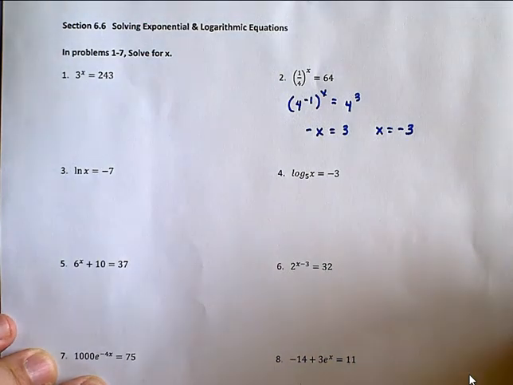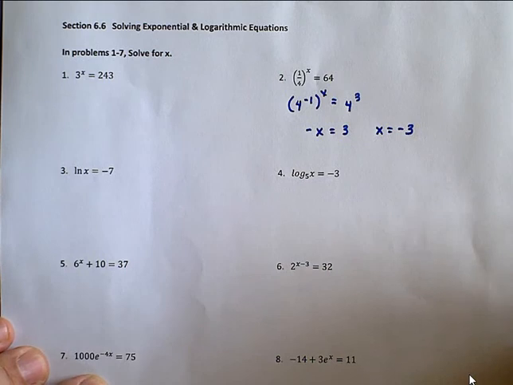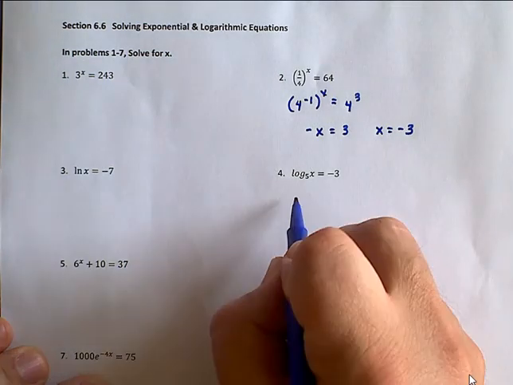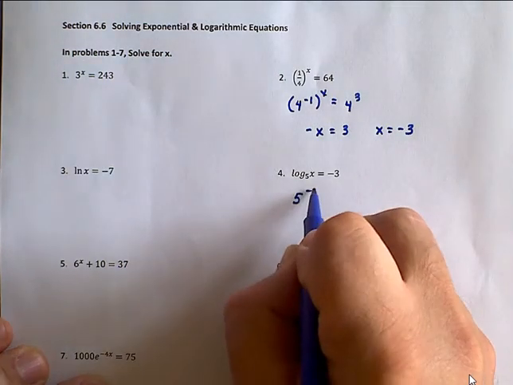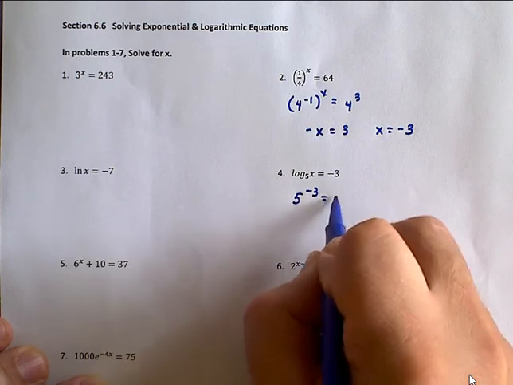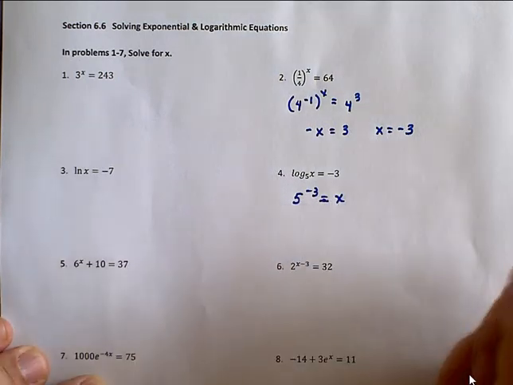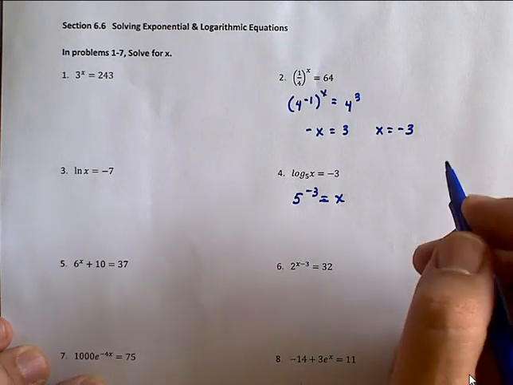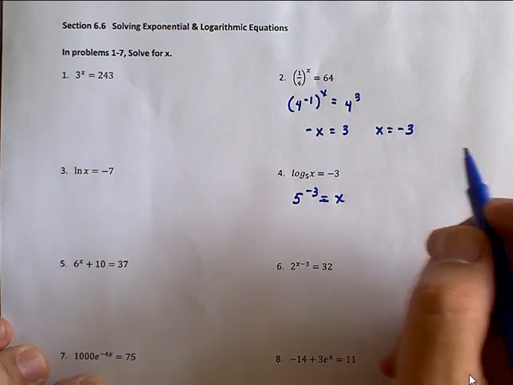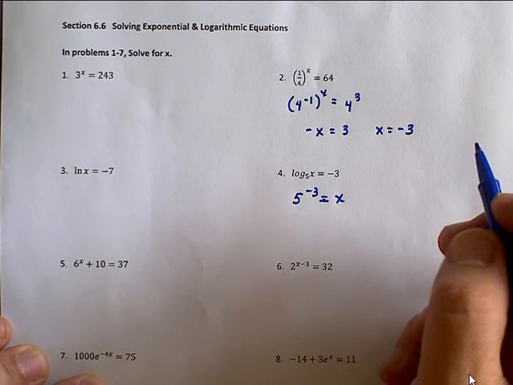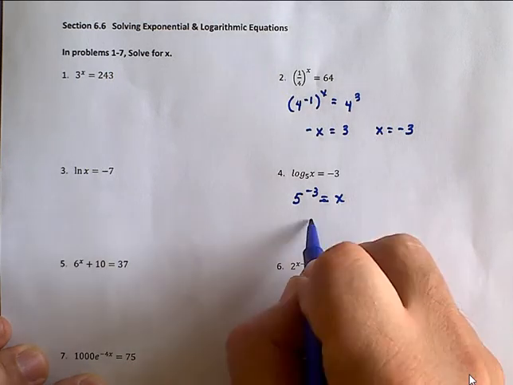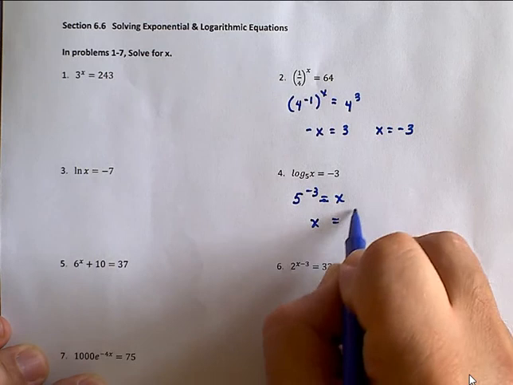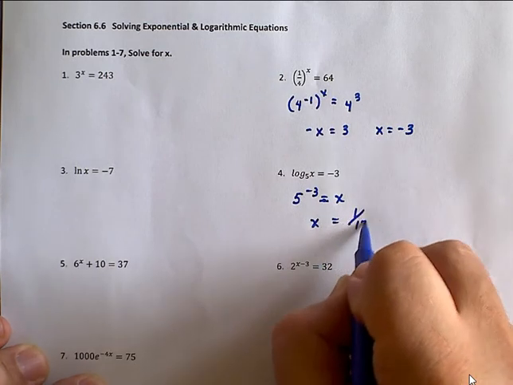Number 4 is a logarithmic problem, so we change it back to exponential. 5 to the negative 3rd power equals x. When you rewrite, the negative exponent causes the 5 to become a 1/5. And when you multiply that by itself 3 times, you get x equals 1 over 125.